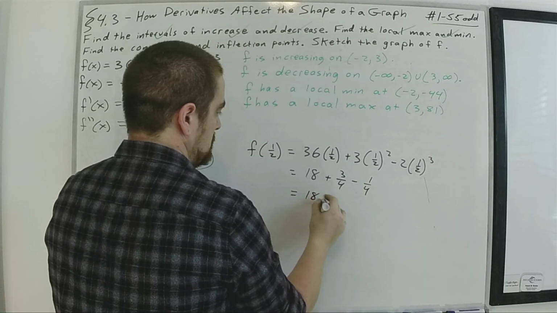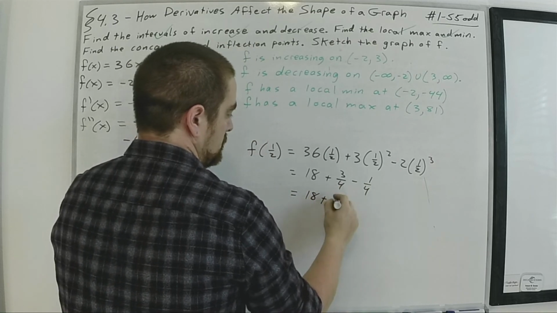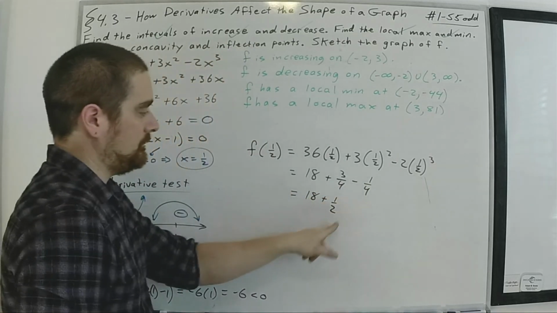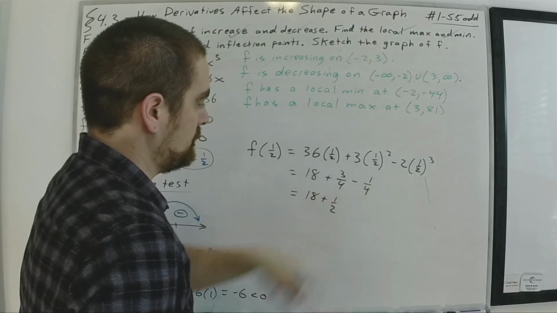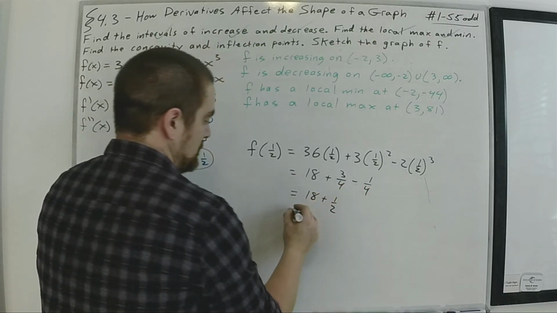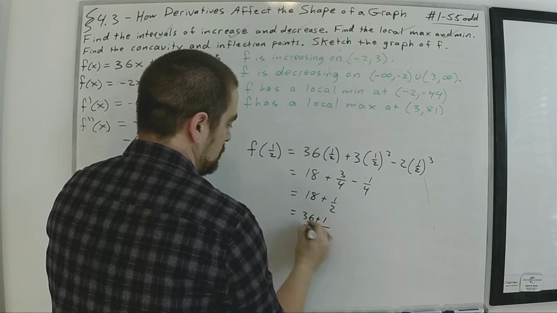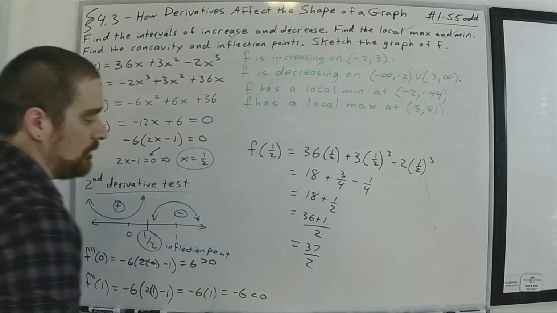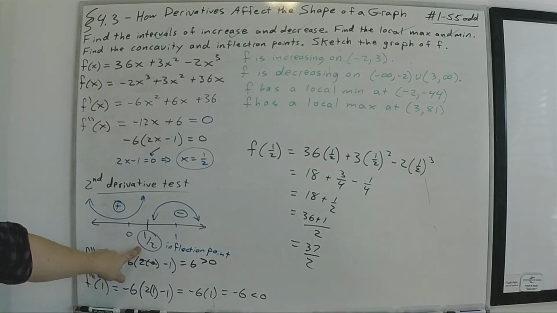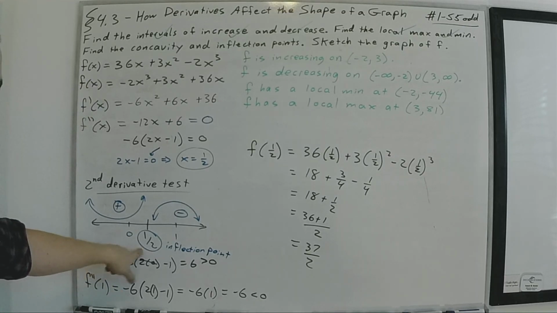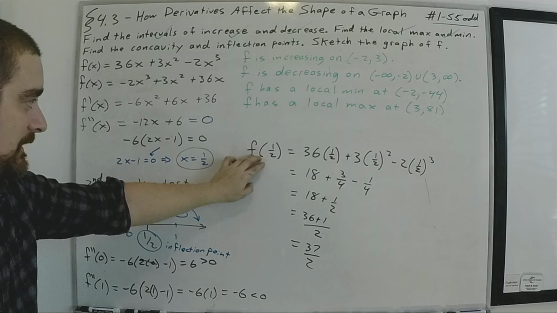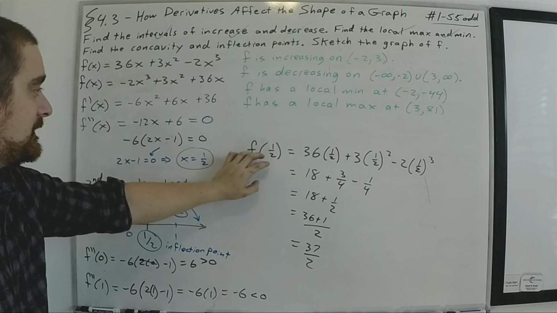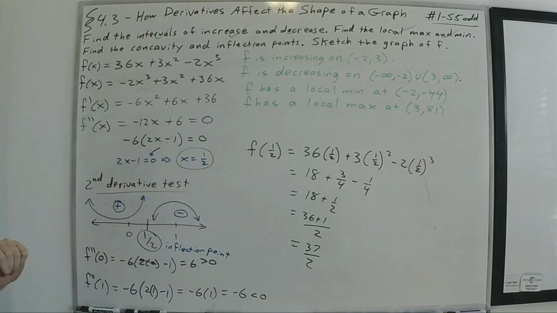So this is 18 plus 1/2. Right? 3/4 minus 1/4 is 2/4. Common denominator means 36 plus 1/2, 37/2. So that's the y value that corresponds to this x value. Again, notice I went back to the function because I'm finding the actual y value. I'm finding f of wherever this inflection point happens.